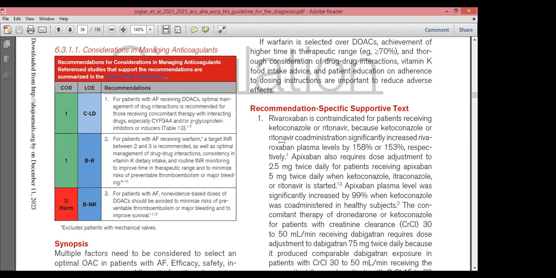Then another class 1 recommendation is that for patients with AF receiving warfarin, an INR target of 2 to 3 is recommended, as well as optimal management of drug-to-drug interactions, consistency in vitamin K dietary intake, and monitoring of INR in these patients in order to prevent major bleeding. So it's also a class 1 recommendation.